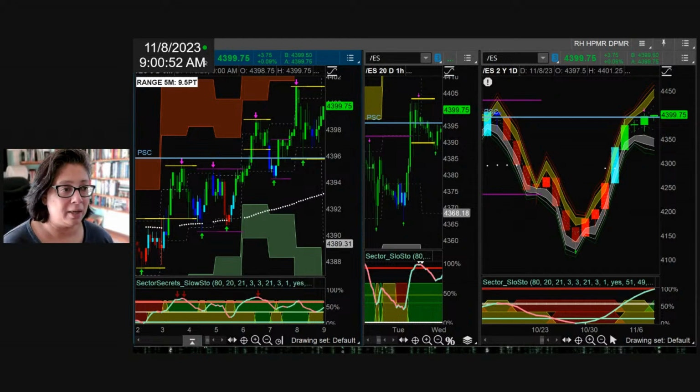We are taking a look at the S&P at the moment. We're taking a look at the 5-minute, the 1 hour in the center, and the daily.